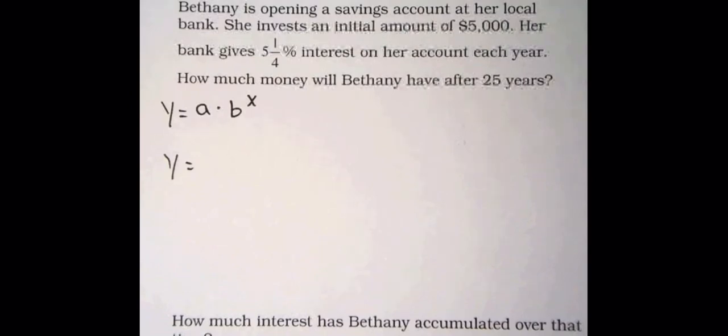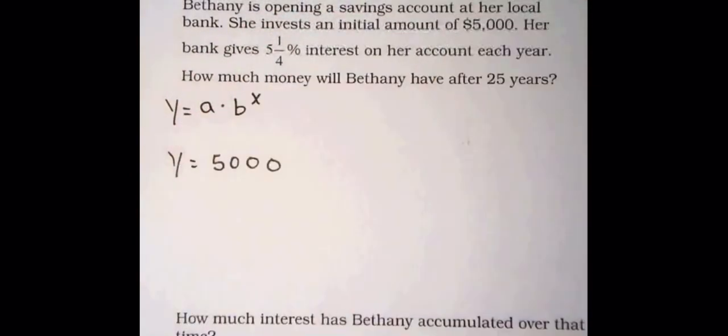Our second example says Bethany is opening a savings account at her local bank. She invests an initial amount of $5,000. Her bank gives 5 1/4% interest on her account each year. How much money will Bethany have after 25 years? Again, Bethany's initial investment is $5,000. That goes in for A.